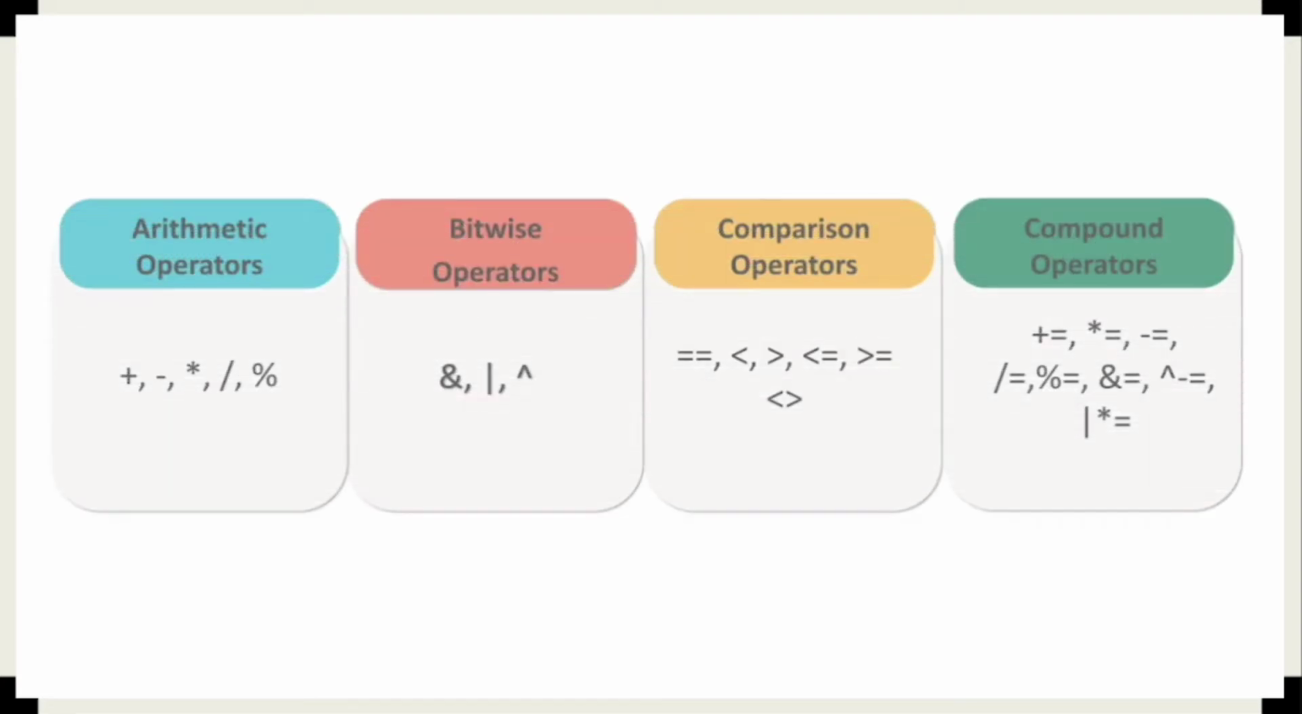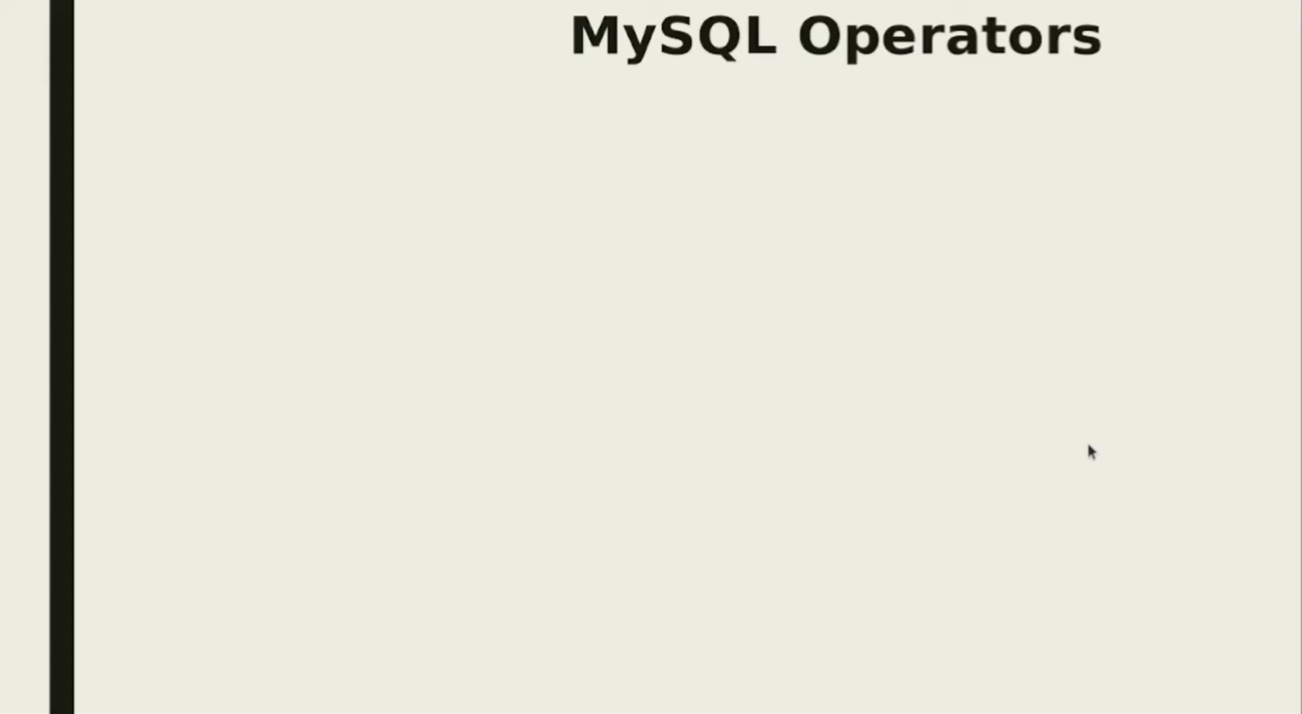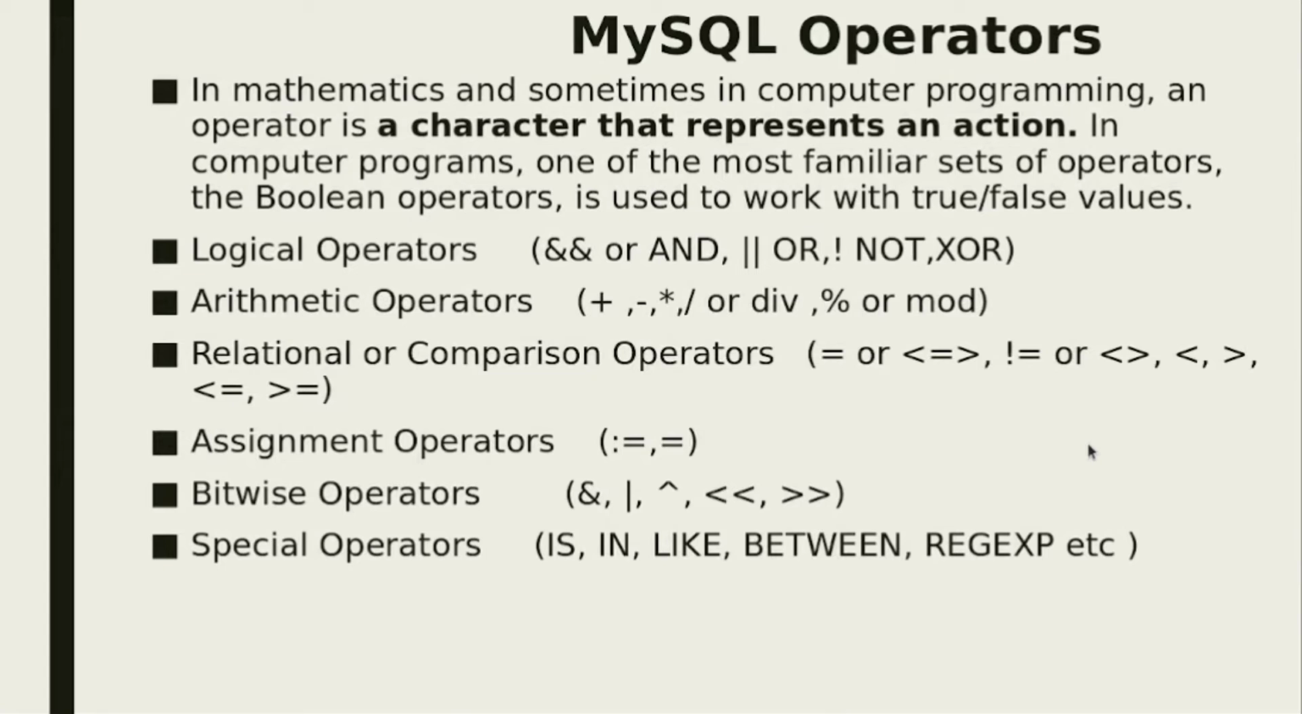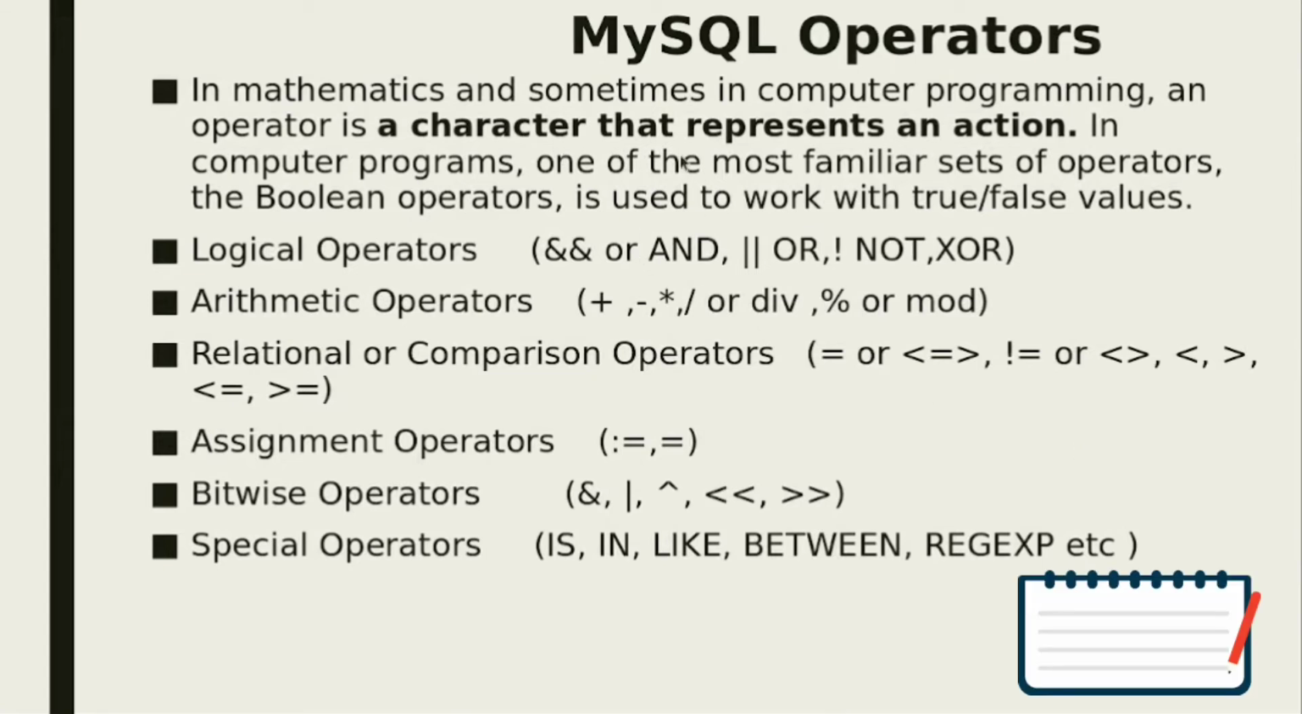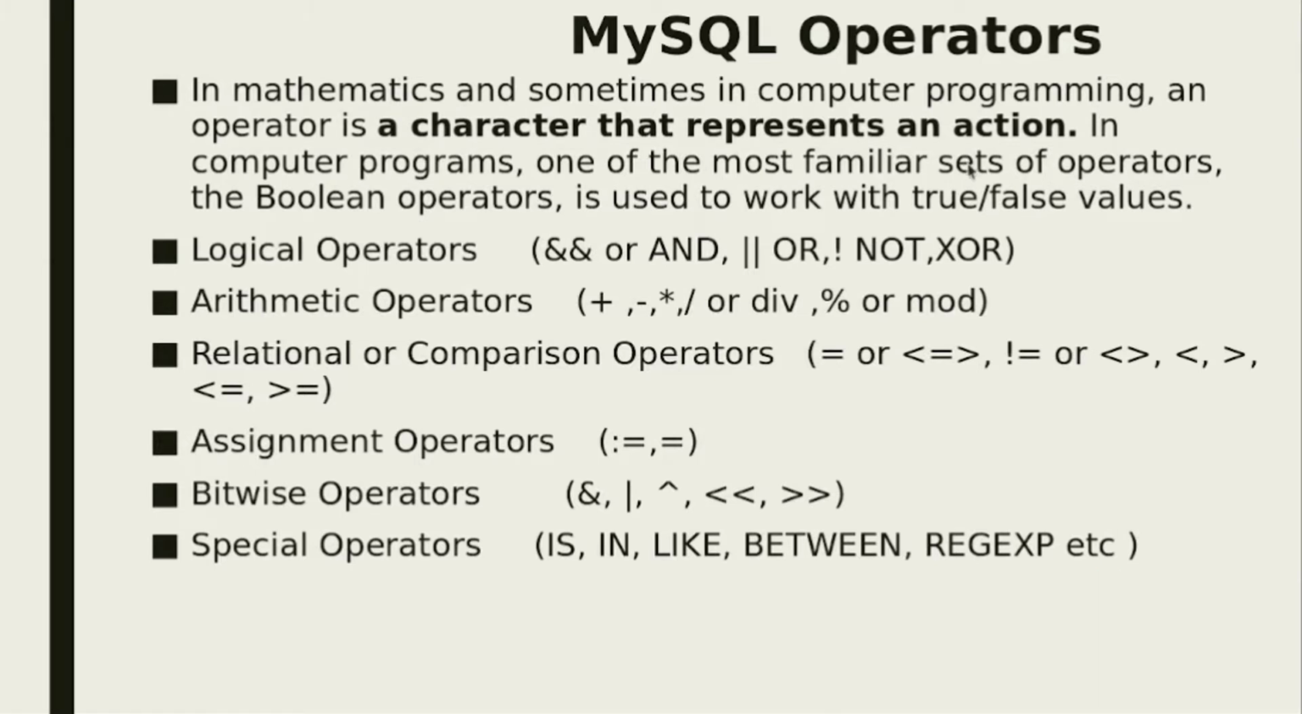So let's talk about MySQL operators. So what are the MySQL operators? First, arithmetic operators, bitwise operators, comparison operators, compound operators. So these are the operators. So let's talk about the definition. An operator is a character that represents an action. Okay, in computer programs, one of the most familiar sets of operators, the Boolean operators, is used to work with true and false values like this. Logical operators: here we use and, or, XOR, like this. In arithmetic operators, we use addition, subtraction, modulo, like this.